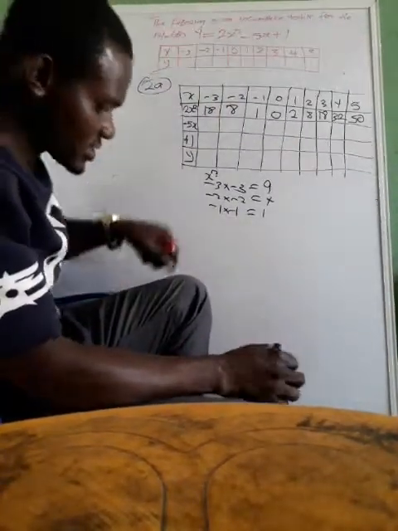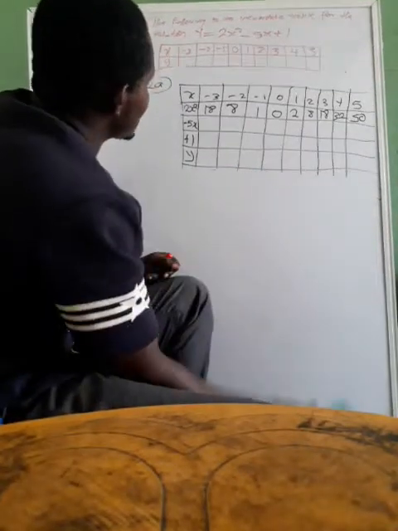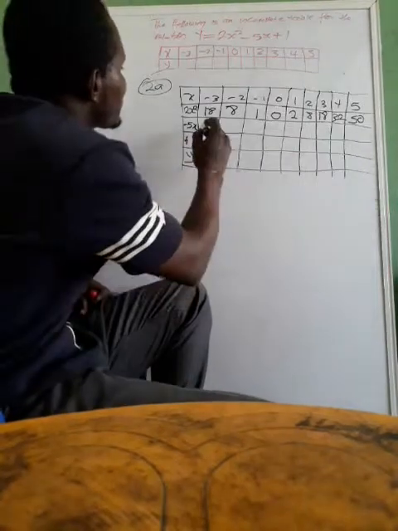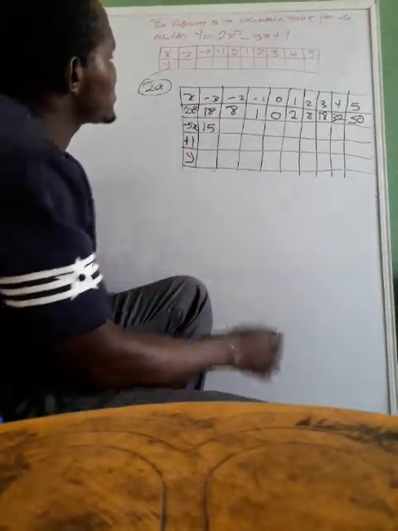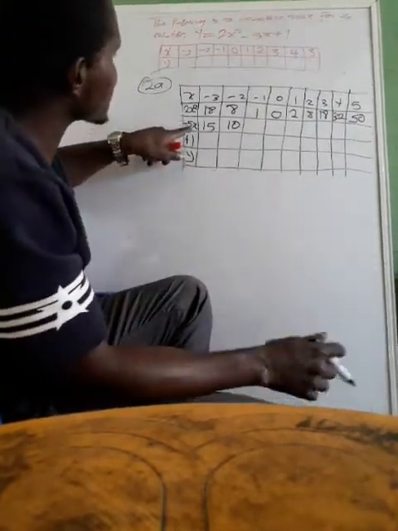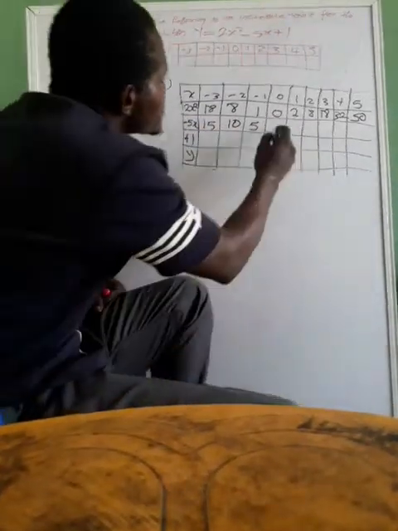So the second one is this, that we are having minus 5 and x. So when s is minus 3 times minus 5, that will give me 15. When s is minus 2 times minus 5, that will give me 10. When s is minus 1 times minus 5, that will give me 5. When s is 0, everything becomes 0.